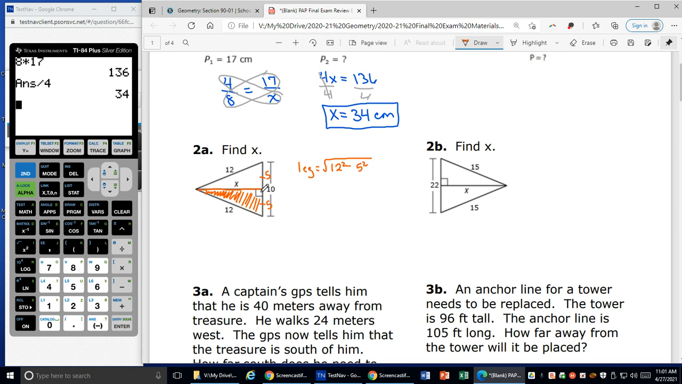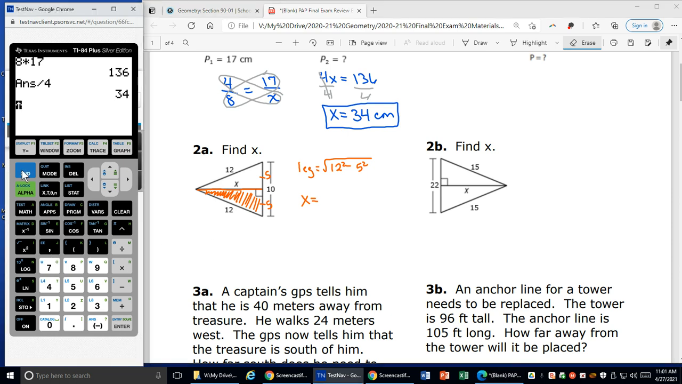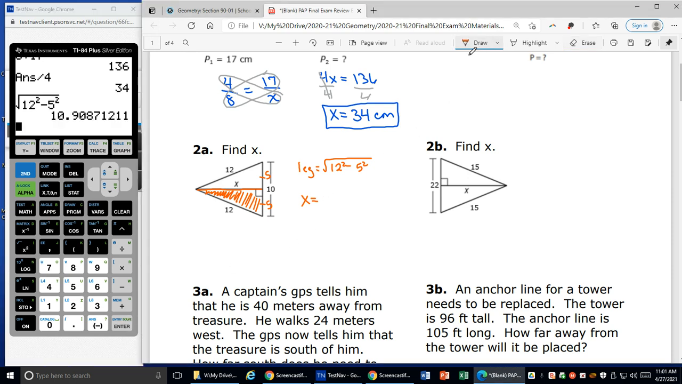So that leg, x, is going to equal the square root of, actually, I'm going to just put that in my calculator since I have the graphing calculator open. The square root of 12 squared minus 5 squared, which is 10.909. I'm going to round that to 10.909. And I don't have units here, so I'm just going to say units.